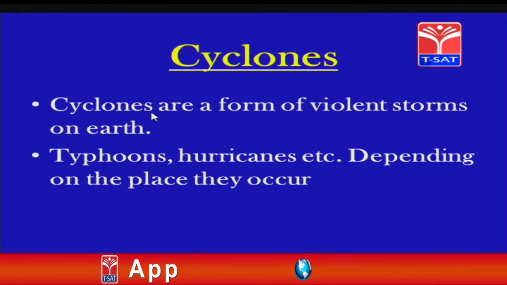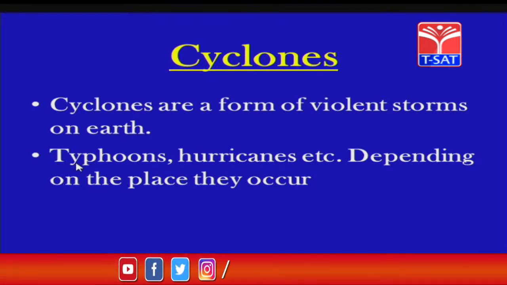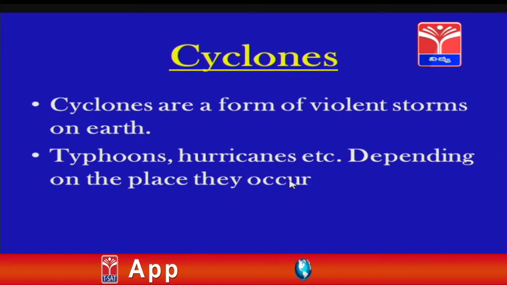Sometimes the wind moves with high speeds, which results in the formation of cyclones. So, we will try to define what a cyclone is. Cyclones are a form of violent storms on earth, and different regions have different names. We call them typhoons or hurricanes, and other names are given depending upon the place where they occur. Children, we will try to observe how cyclones form by looking at this video.